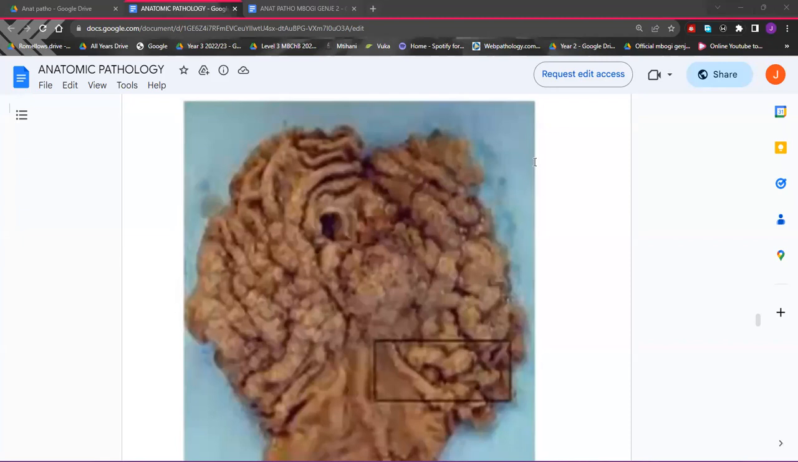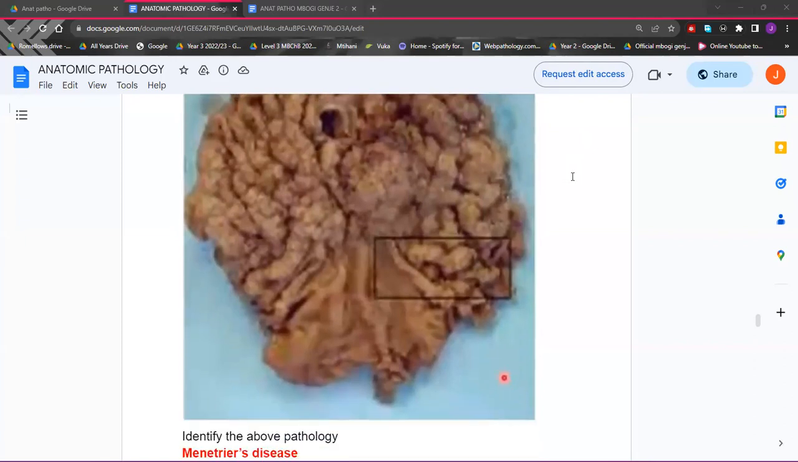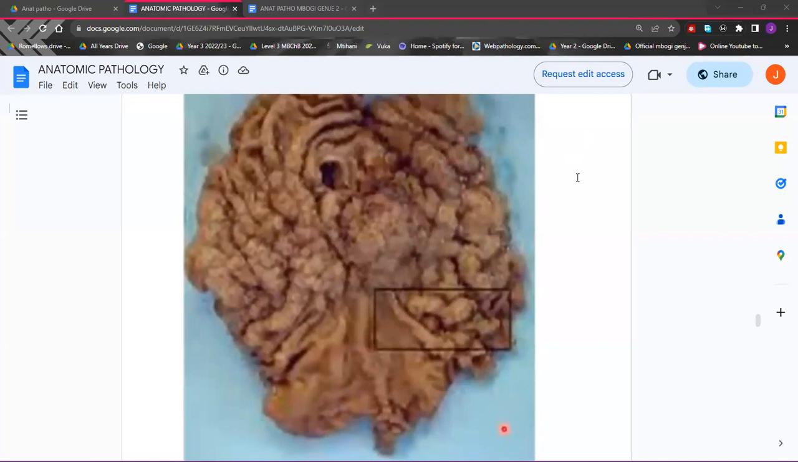So we have Menetrier's disease, where you have hyperplasia of the gastric mucosa leading to hypertrophied rugae. Remember, hyperplasia is an increase in the number of cells and hypertrophy is an increase in size. So we have extremely large rugae due to the extremely increased number of cells in the gastric mucosa. That's what you call Menetrier's disease. Now, what are some of the features that people with this disease will present with?